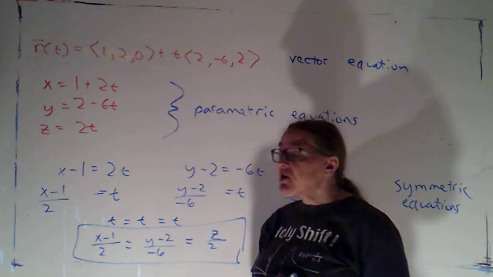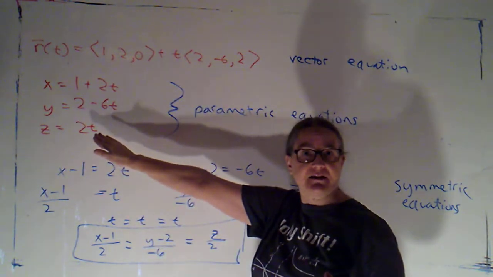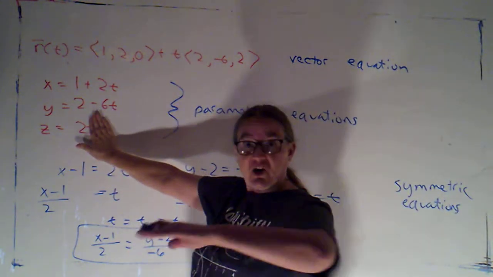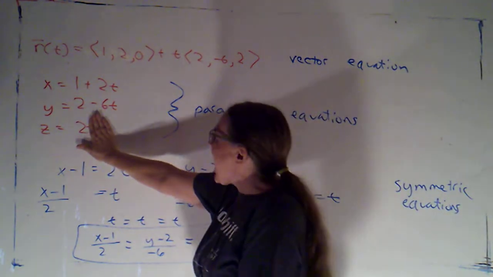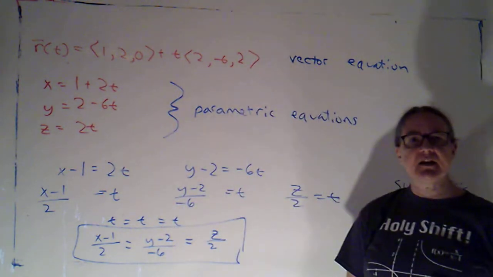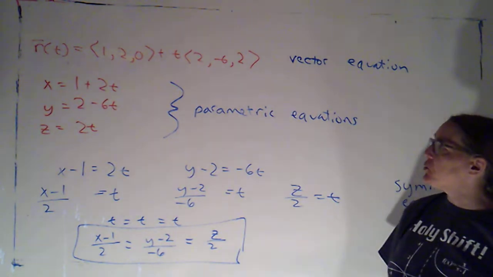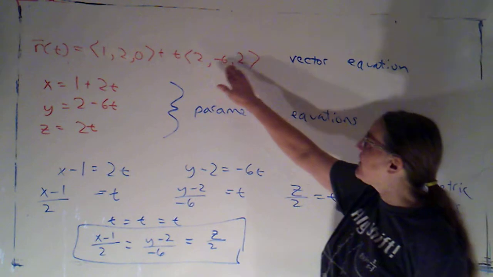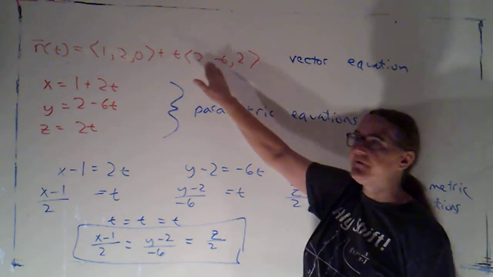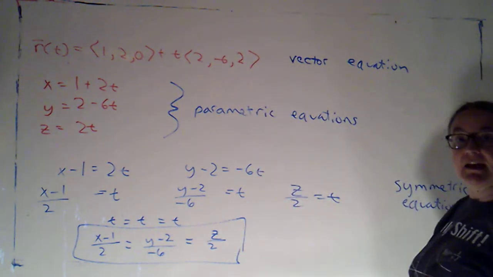Now, that's not going to work if t doesn't show up in every single component. If you had something like z was just 2, so that we were constantly at 2, I wouldn't be able to solve for t here. So I wouldn't be able to find symmetric equations for that particular line. Symmetric equations are going to work when your direction vector has non-zero components in every one of the components. But when it does, you can work with something like this.